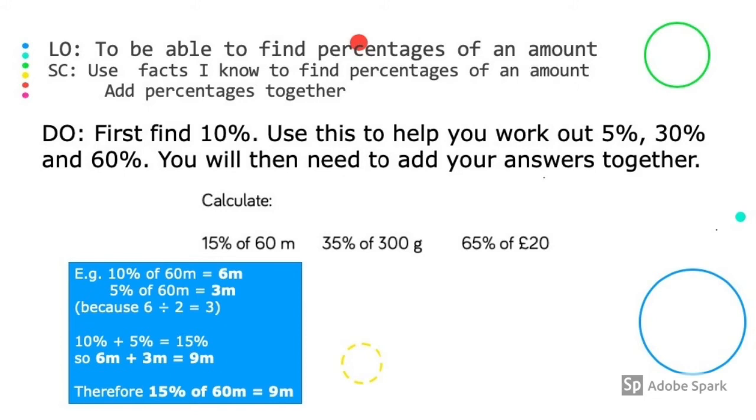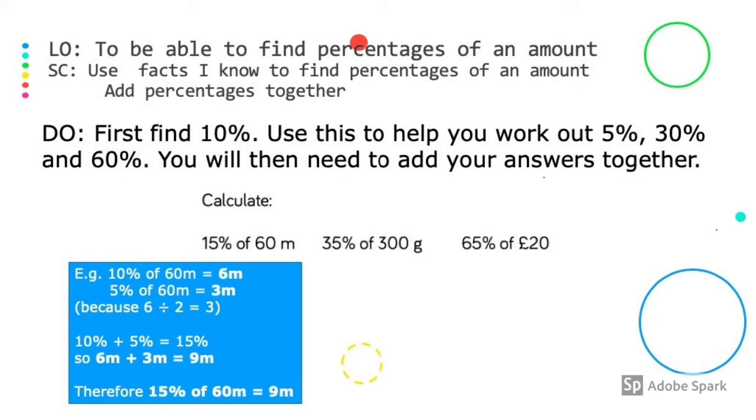You're going to need to use exactly the same method to work out 35% of 300 grams and 65% of 20 pounds. Remember, the first thing you're going to need to do is partition the percentage. So 35% would become 30 and 5%, 65% would become 60 and 5%. You'll then use your knowledge of how to work out 10% of 300 grams and 10% of 20 pounds to find 30%, 5%, 60% and 5%.